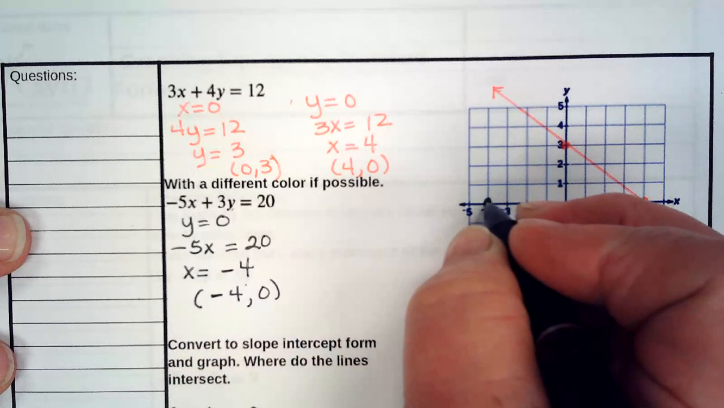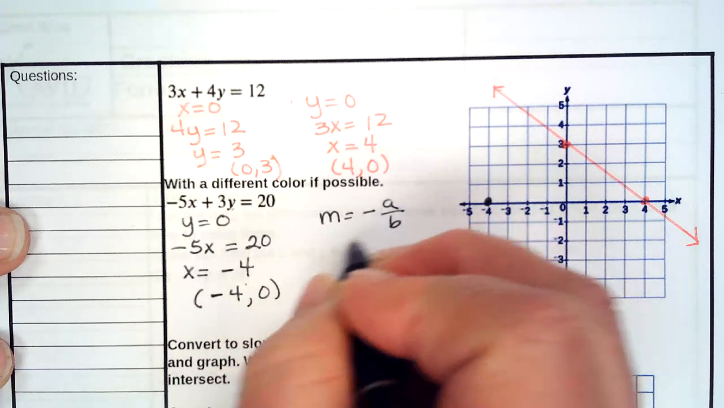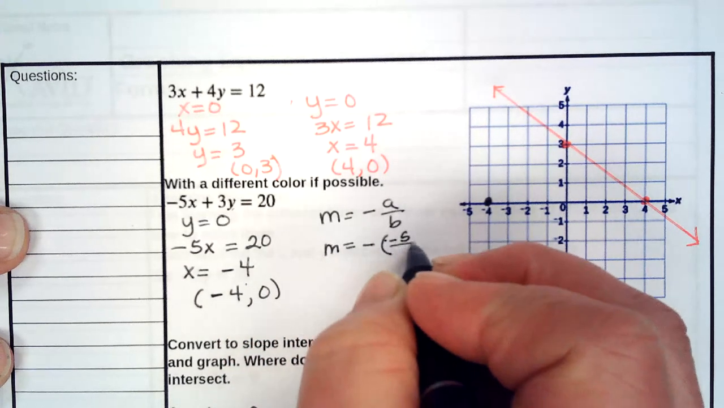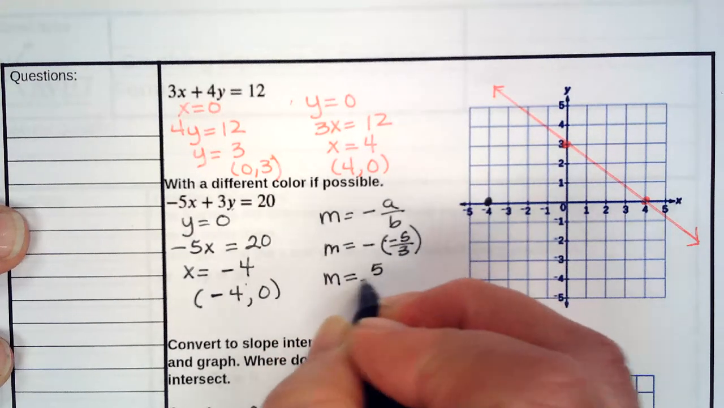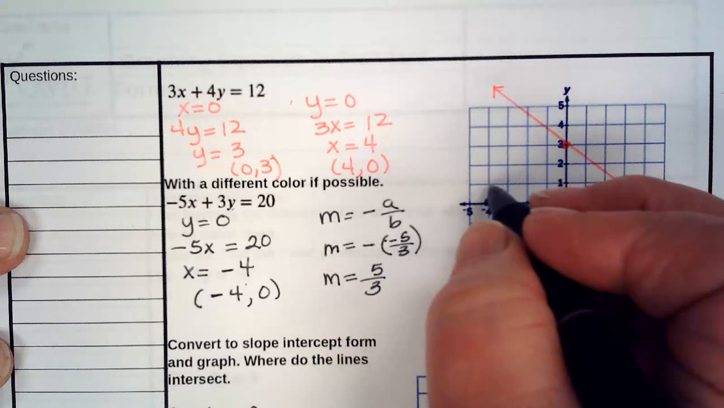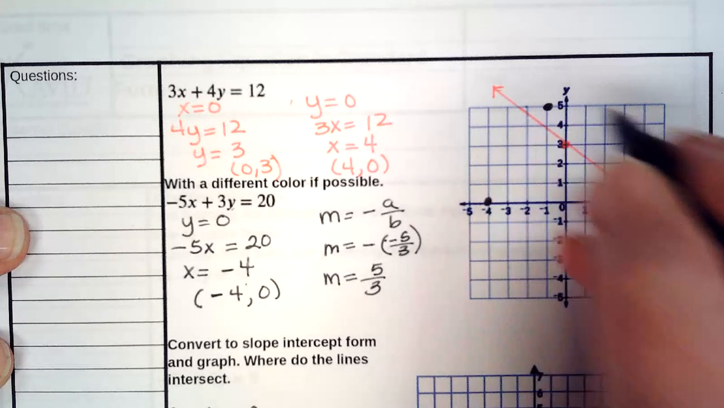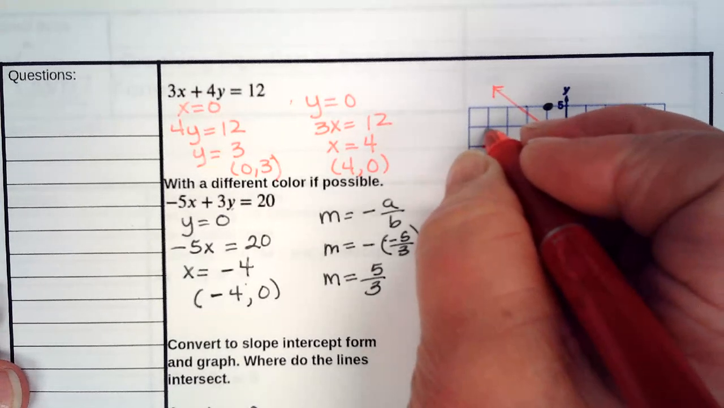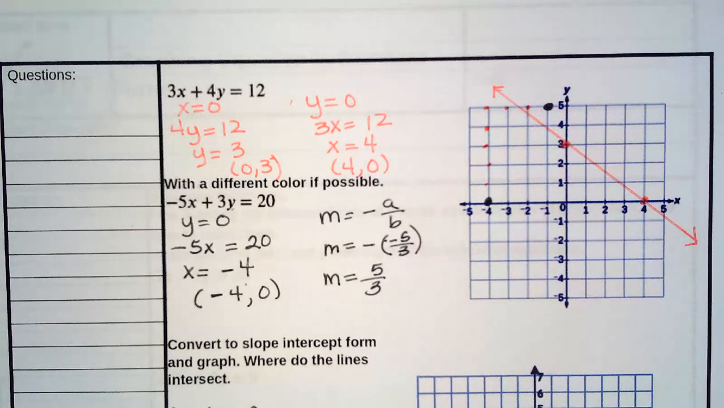But what is my slope? The opposite of A over B, the opposite of negative 5 over 3. So my slope will be positive 5 over 3. I can go up 5 and right 3. Here is my second point. I go up 1, 2, 3, 4, 5. Go right 1, 2, 3. Now I can graph.